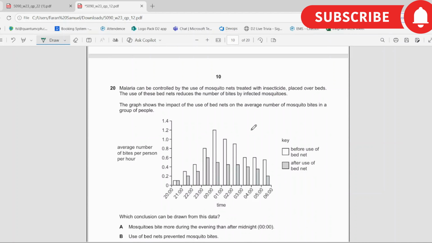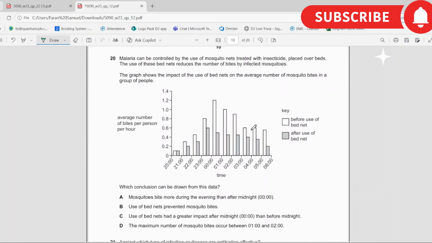19th one, malaria can be controlled by the use of mosquito nets treated with insecticide placed over beds. Okay, and this is the time before use of bed net and after use of bed net. What is the conclusion? So if we look at the average number of mosquito bites, that decreases after 12 a.m., after midnight, it's decreasing. So mosquitoes bite more during the evening than after midnight.